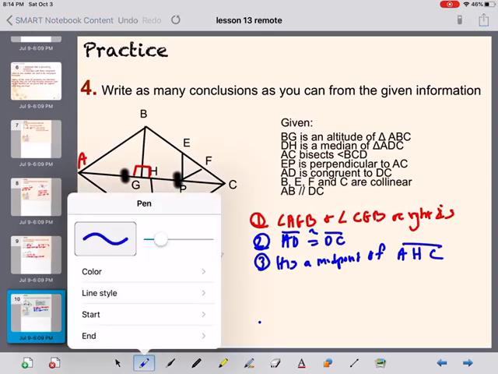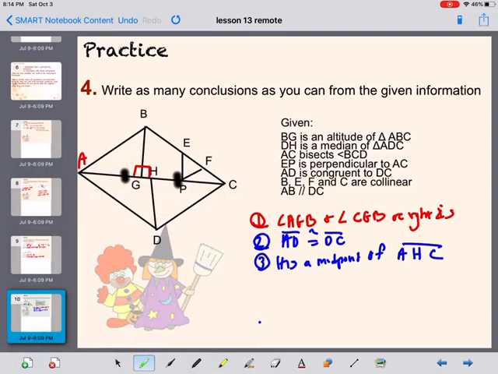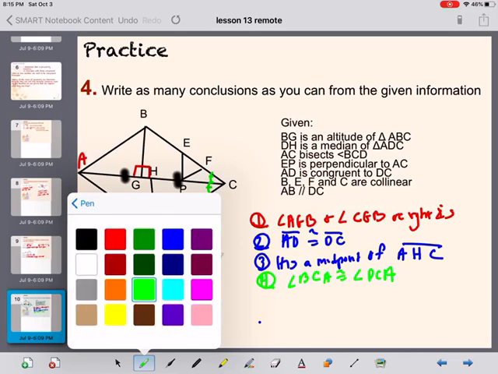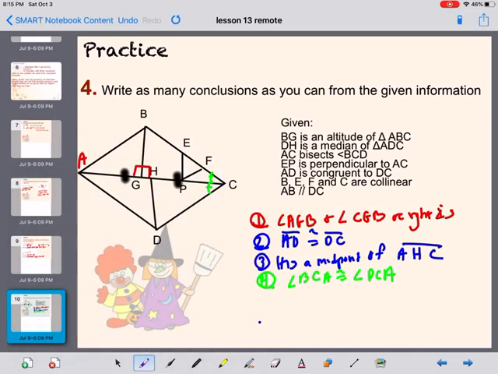Okay. Next given, AC bisects angle BCD. So a bisector cuts an angle into two congruent pieces. So angle BCA is congruent to angle DCA, right? The bisector. A lot of givens here. I'm running out of colors. EP is perpendicular to AC. So again, I'm going to have right angles at P. So angle APE and angle EPC are right angles.